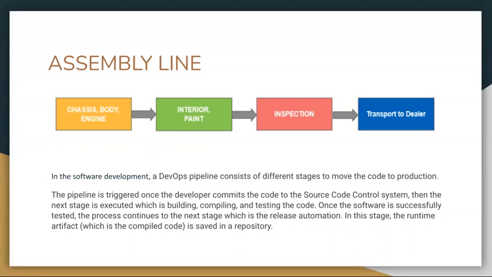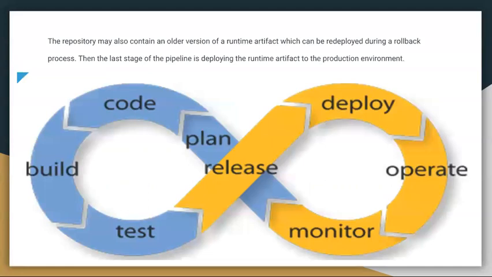In this stage, you will see that the runtime artifact, basically the code compilation, is happening and is saved to the repository. Now, the repository may contain an older version of the runtime artifact, which can be redeployed during a rollback process. So this is like a failback mechanism. If something goes wrong, you can easily fall back. This is going to reduce your downtime, and this is so efficiently managed. There are different deployment strategies like blue-green deployment and rolling deployment, which are able to efficiently manage your deployments with zero downtime.